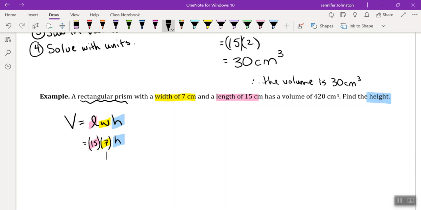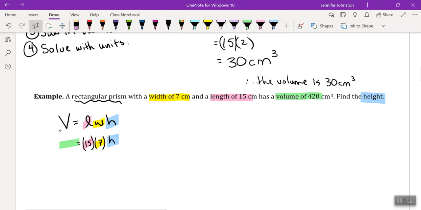Do we know anything else? Yeah, we know that the volume is 420. So we're going to put 420 here. And let's collect some like terms here. These can be multiplied together because they're the same. Those are coefficients in front of the H, so we can multiply those together. Now we don't want 105 H's, we only want 1 H. So we're going to divide it by 105.